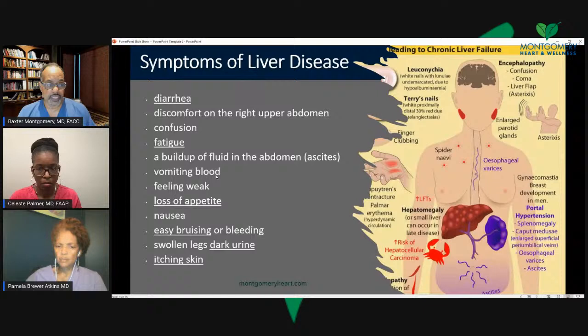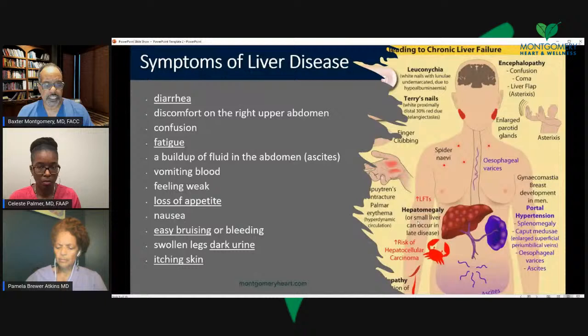They feel weak all the time. There's a loss of appetite. They're nauseated. They bruise very easily. Their legs are swollen. Urine's dark. They're itching. I mean, it's just a horrible, horrible disease to have. You know, there's some classic things, Dupuytren's contraction, which is inflammation in joints. All these things are related to liver disease. And so it's really problematic in terms of a disease to deal with, and it's a horrible disease for patients to live with.